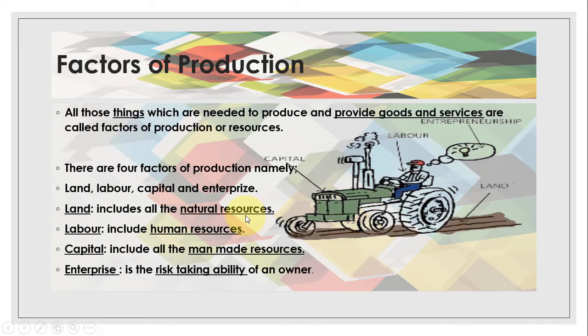Land includes all the natural resources which are above and under the surface of the earth. Labor includes the human resources. Capital includes all the man-made resources, and enterprise is basically the risk-taking ability of an owner, or the ability to organize the first 3 factors of production.